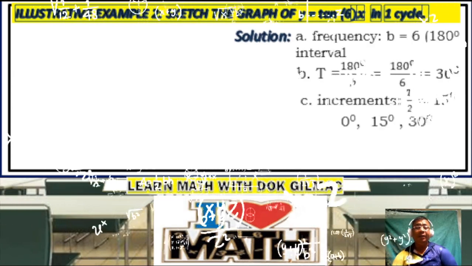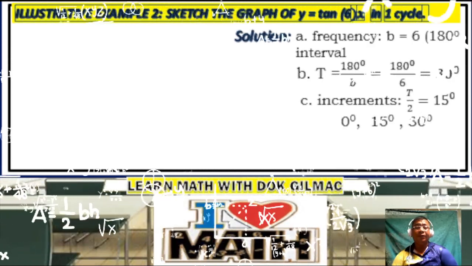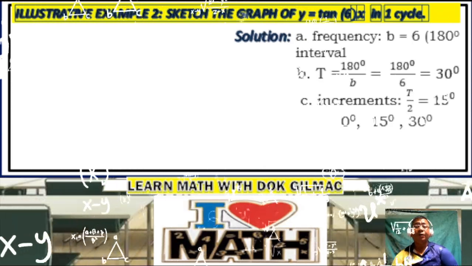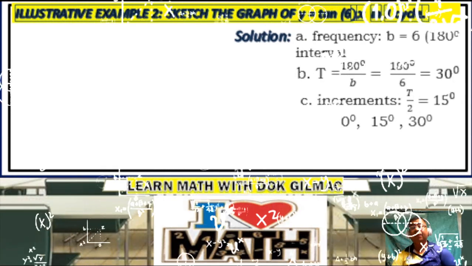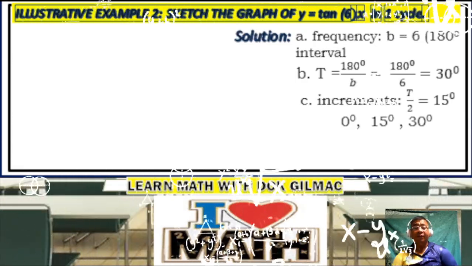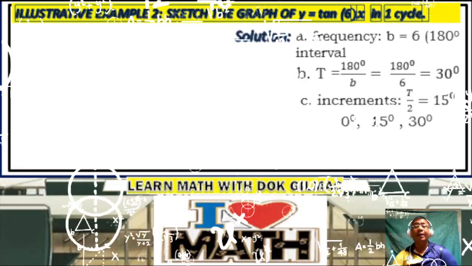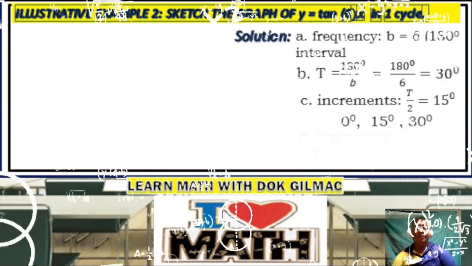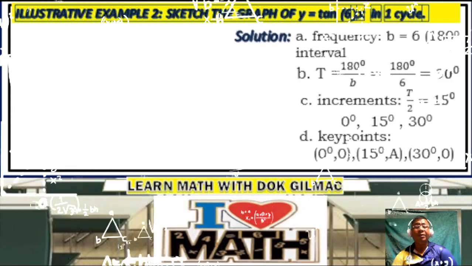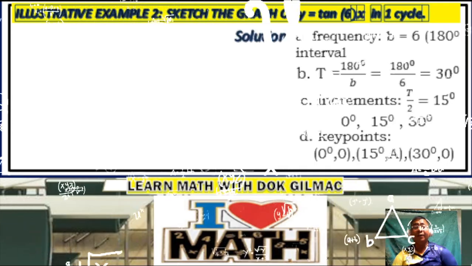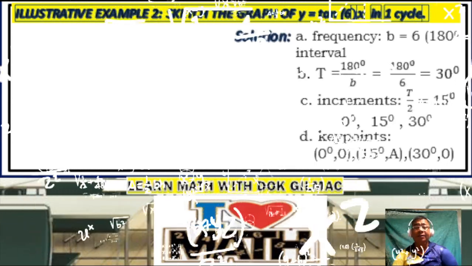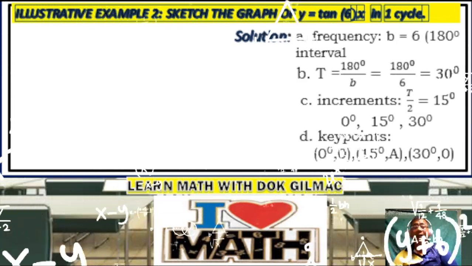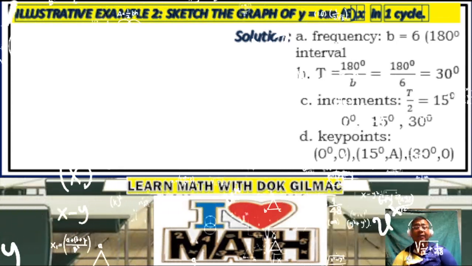Then we find the increments, that is T over 2. So we have 30 degrees over 2, which is simply equal to 15 degrees. So we have the following increments in 1 cycle: 0 degrees, 15 degrees, and 30 degrees. Then we determine the key points of y is equal to tangent 6x in 1 cycle. So we have 0 degrees and 0, 15 degrees and the asymptote, 30 degrees and 0.